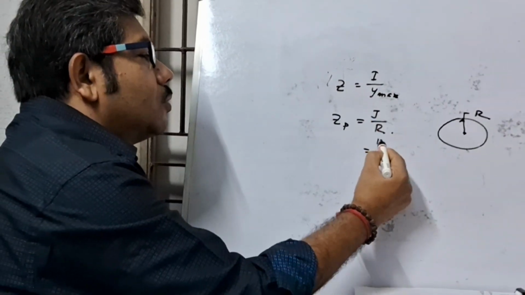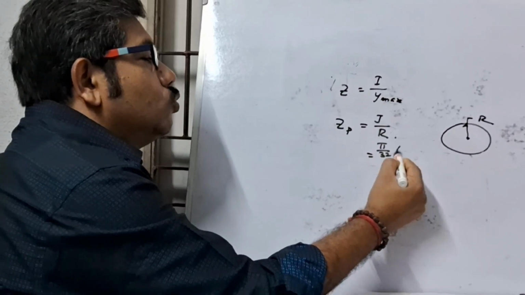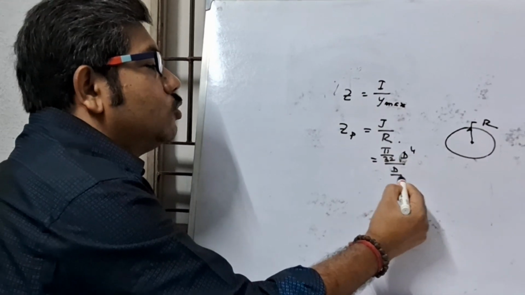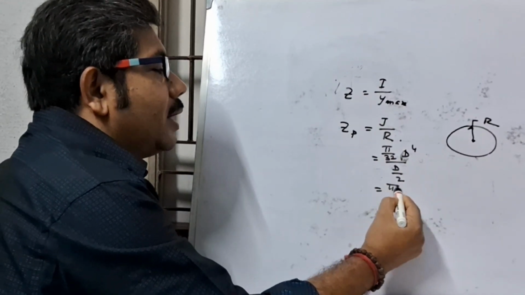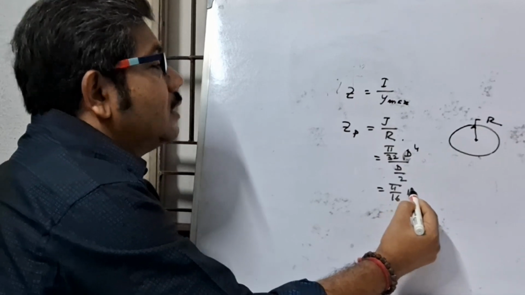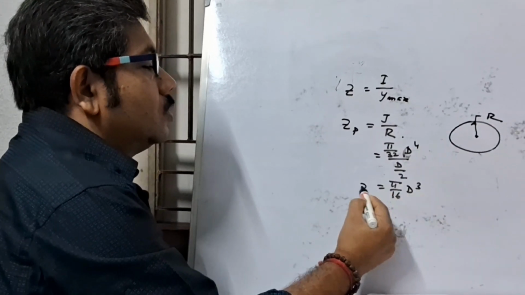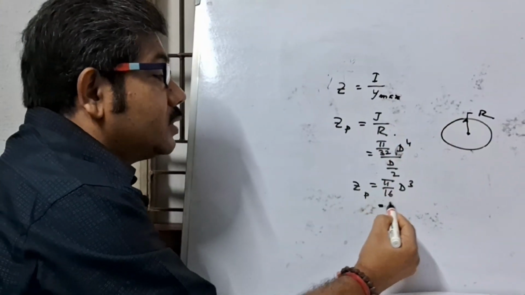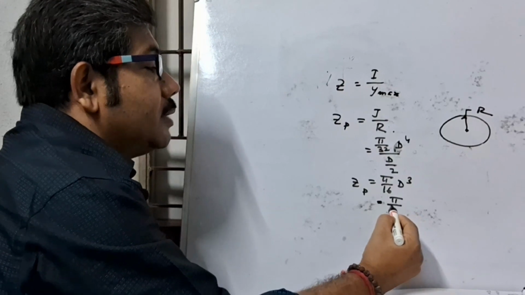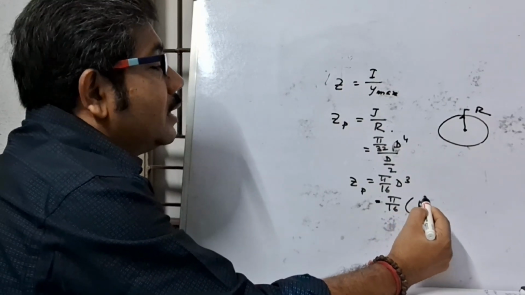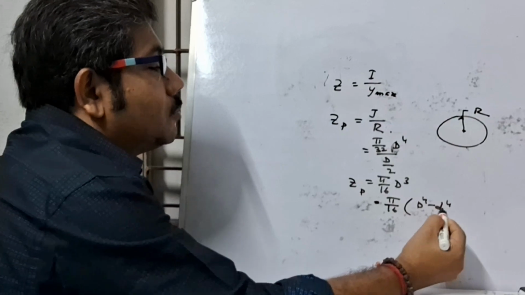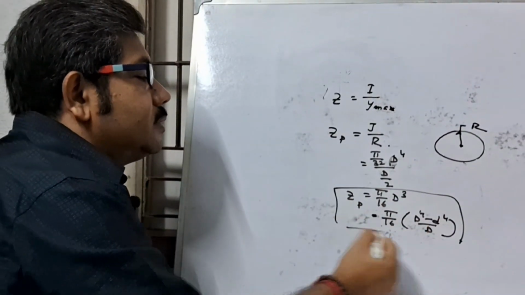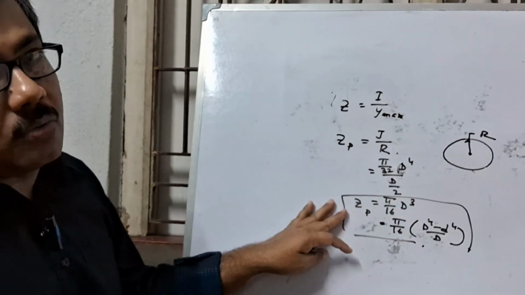Now J is pi by 32 d to the power 4, R means d by 2, that means here pi by 16 d cubed. Yeah, this is for a solid circular shaft, and for a hollow circular shaft this is pi by 16 into capital D to the power 4 minus small d to the power 4, divided by capital D. So this is torsional section modulus.